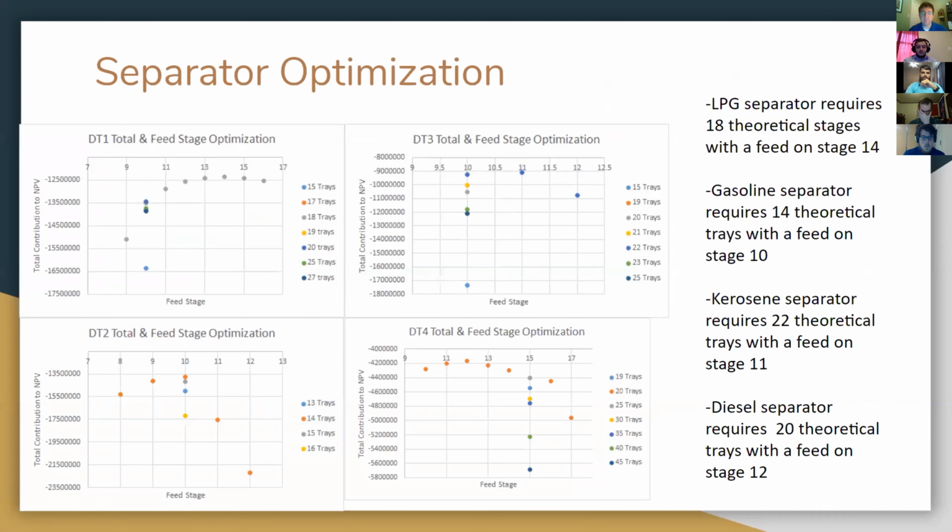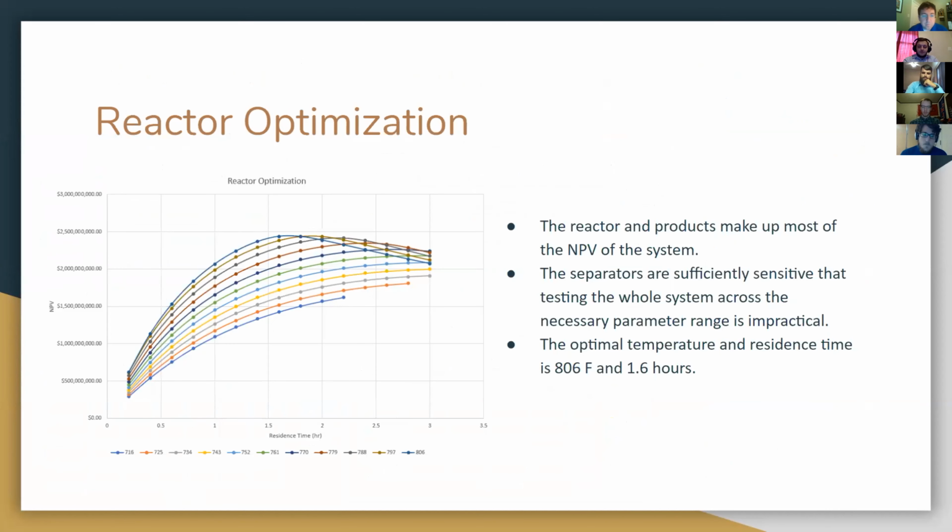I'm going to let Zach talk about this next one, the reactor optimization. We figured that the reactor and the resulting products and material costs would be the largest factor in our NPV. So to find the optimal reactor conditions, we just optimized that without including the separators. We found that the optimal temperature and residence time were 806 degrees Fahrenheit and 1.6 hours. It might be more optimal at higher temperatures, but that would fall outside the bounds of our model.